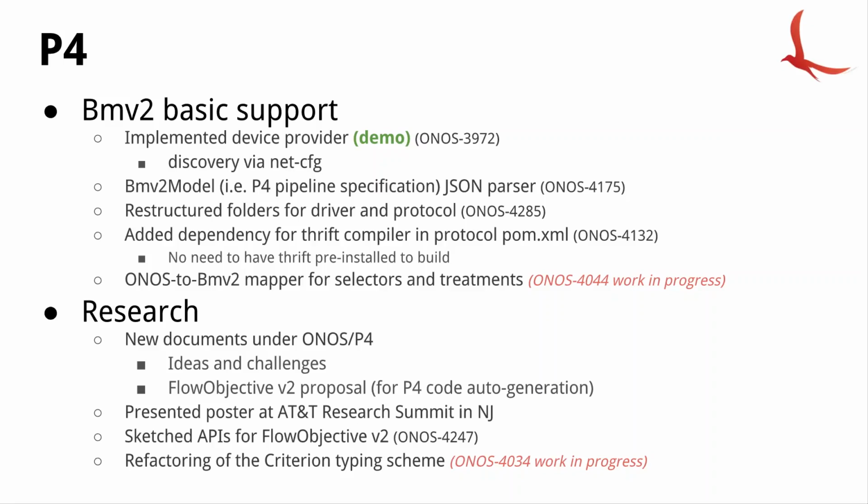So I like the idea of working on what I call Flow Objective version 2, and there's already a proposal in the APIs for this. And I'm still working on the refactoring of the criterion typing scheme, which is needed in order to enable the specification of the definition of new header fields to match on, like not-known header fields. I'm still working on this. It's almost there. Yeah, that's all. Thanks.